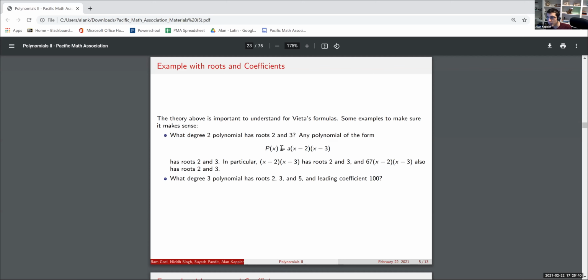What degree 3 polynomial has roots 2, 3, and 5, and has a leading coefficient of 100? Just leading coefficient is that coefficient on our highest term, the x cubed term. To ask any questions or submit your answer, just direct message either myself or Alan. And there's no need to expand this in your notebook or whatever. Just type in what it should be.